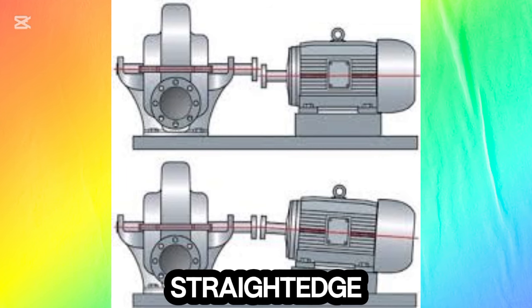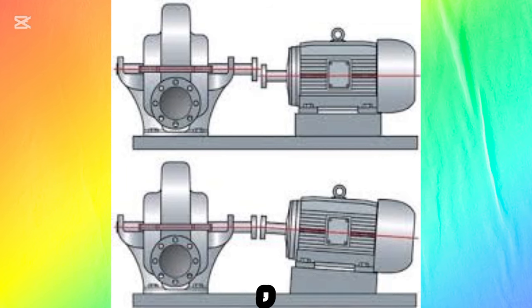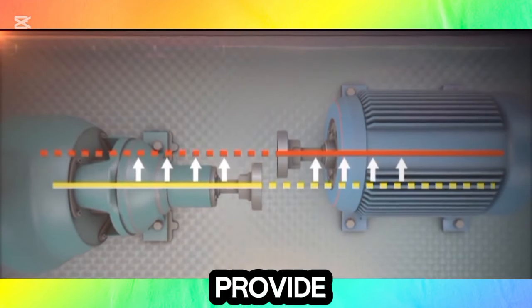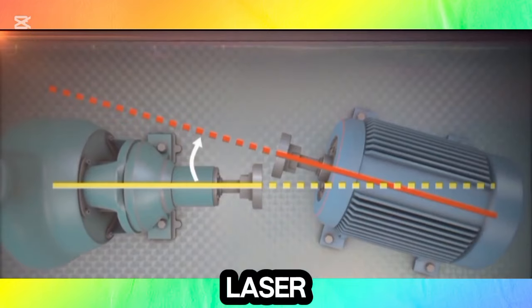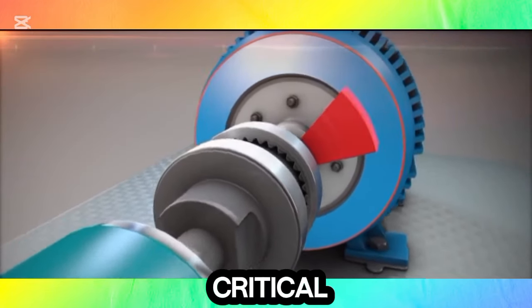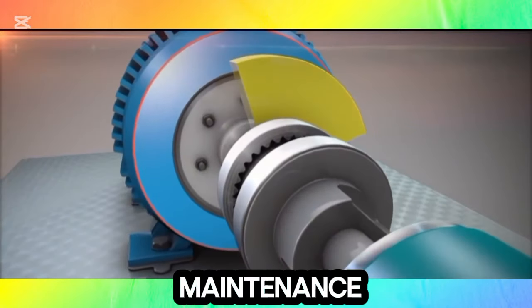Alignment methods: straightedge and feeler gauges. Basic, cost-effective method, though less accurate. Dial indicators provide precise measurements of misalignment. Laser alignment tools, the most accurate and efficient method, used for critical applications.